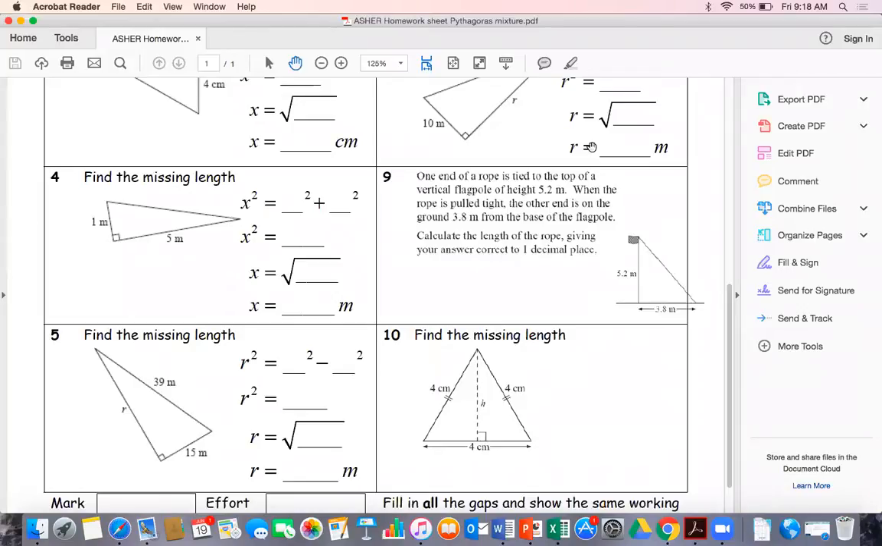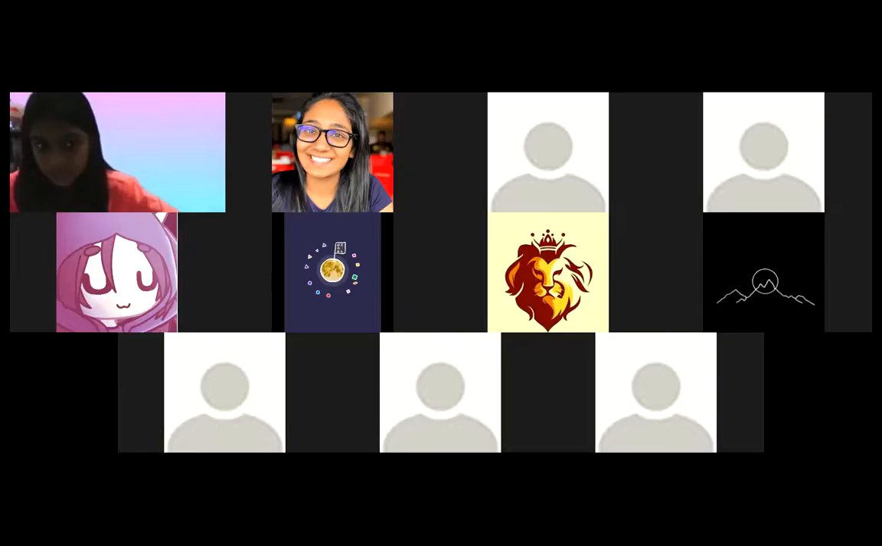So can you explain how to do it? So it says this is one end of the rope here. Okay, tied. This is the vertical pole. The vertical pole is 5.2. And then the rope is tied up here. Okay, when the rope is pulled tight, the other end is on the ground. This end is on the ground and it's 3.8 from the base of the pole. Let me just switch to the whiteboard.